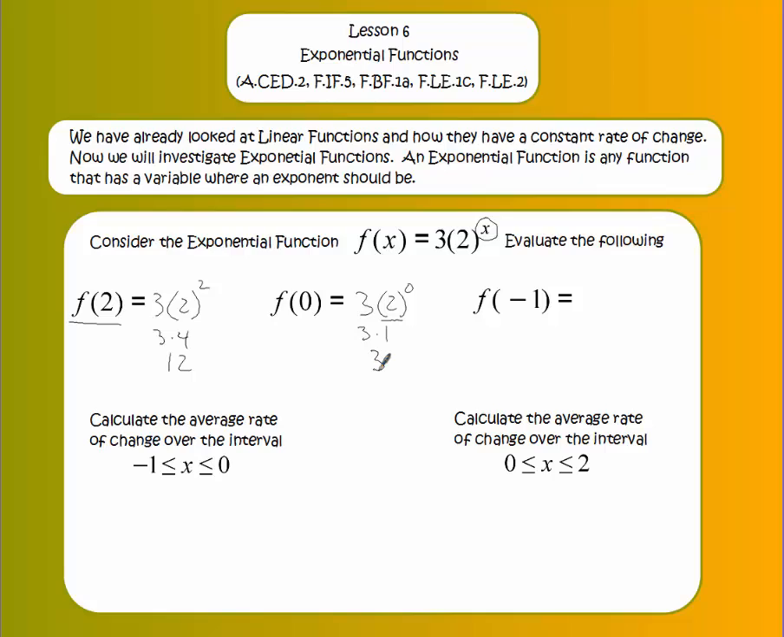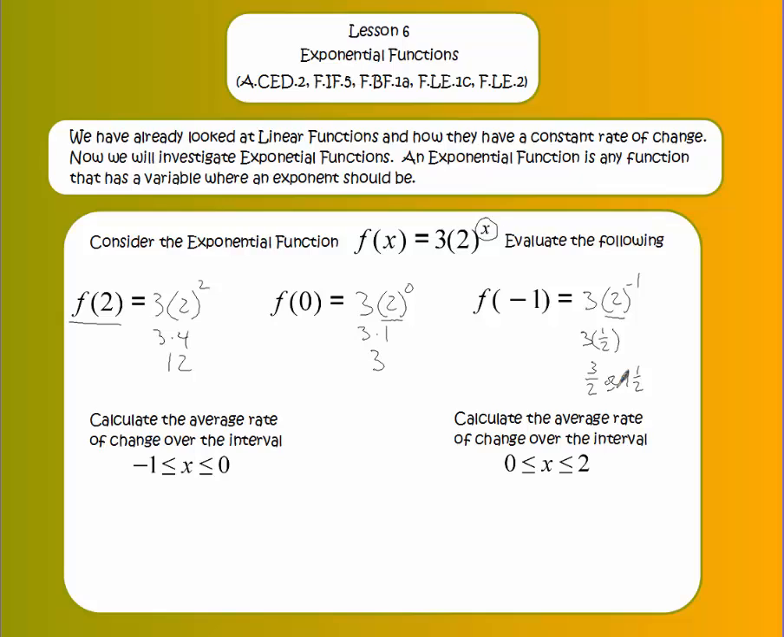And here I have f of negative 1. So I have 3 times 2 to the negative 1. Well, anytime I have a negative exponent, I take the reciprocal of the base. So the reciprocal of 2 is 1/2. So I have 3 times 1/2, and that tells me I have 3 halves, or 1 1/2.